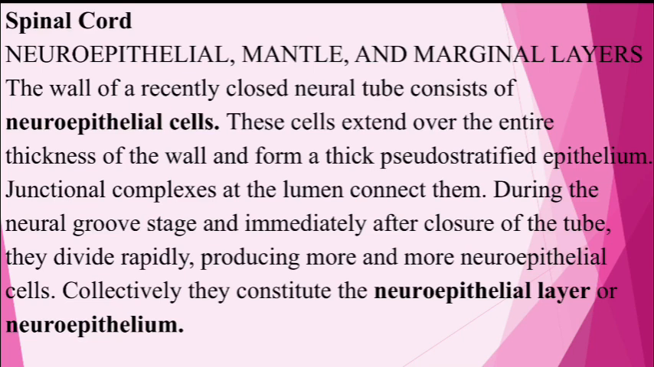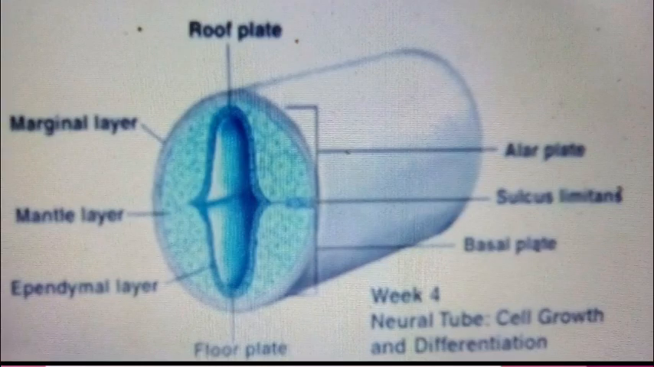The outermost layer of the spinal cord is actually the marginal layer, and it contains nerve fibers that differentiate and emerge from neuroblasts in the mantle layer. So as the neuroblasts are differentiating in the mantle layer, they also differentiate to give you nerve fibers that are arranged around the marginal layer. So the marginal layer is formed at the periphery of the mantle layer.